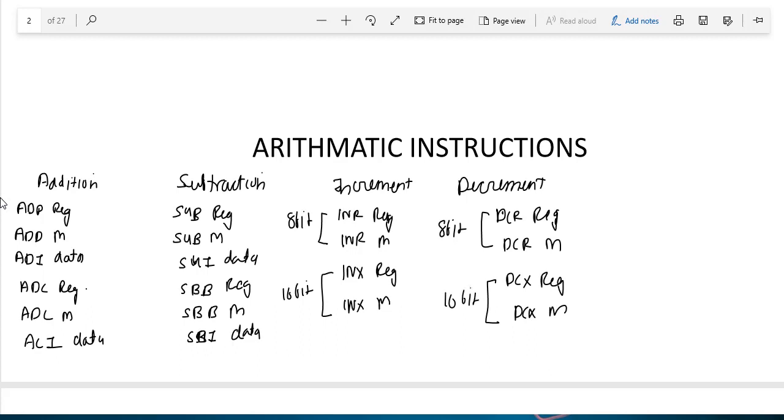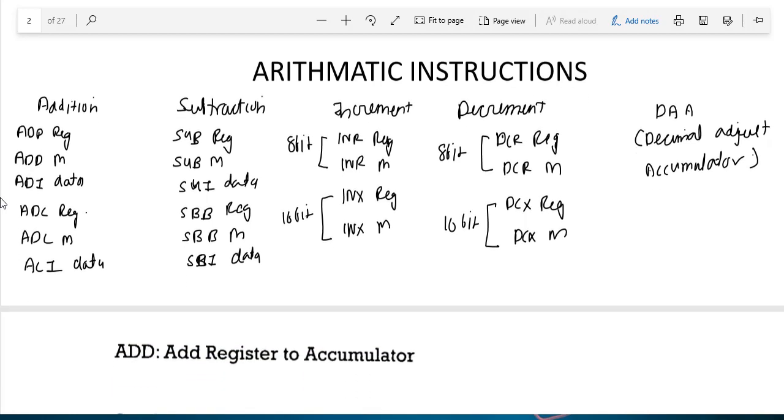In arithmetic instructions, we will also study one more instruction. It is called the DAA instruction, also called decimal adjust accumulator. This instruction is used for decimal addition. So we will see each instruction one by one and try to understand it with the given example.